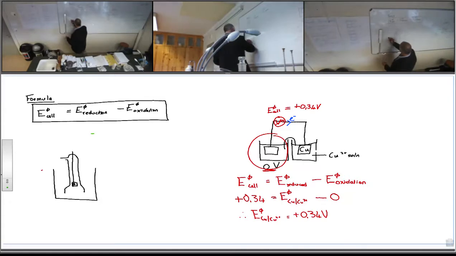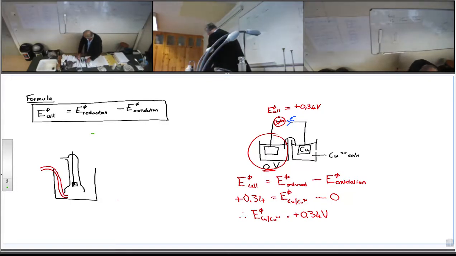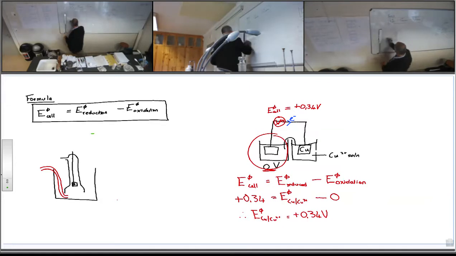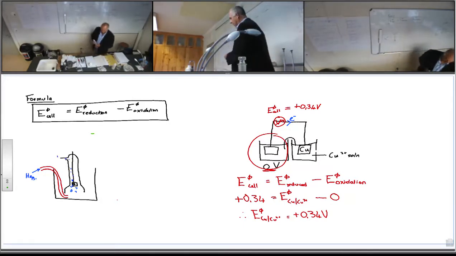Then with a rubber tube, they pumped in what? Hydrogen gas, H2 gas. Let's put that in blue. The H2 bubbles would bubble up around the platinum and bubble out through there.